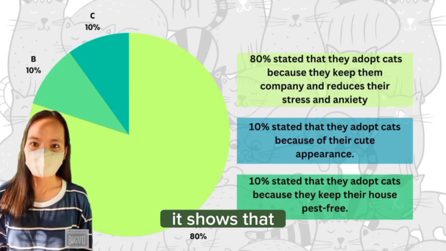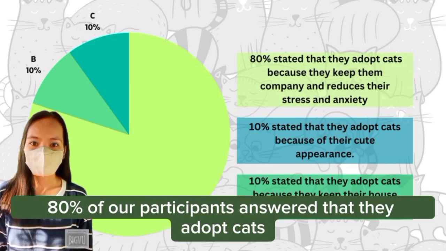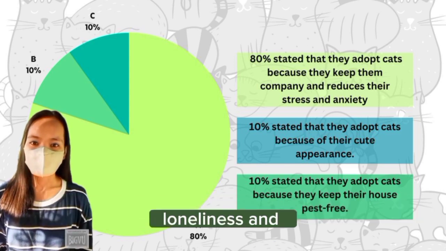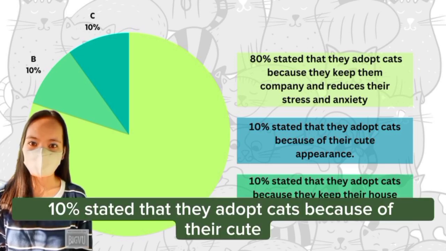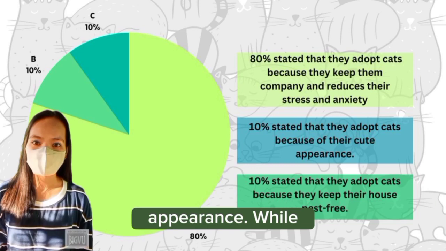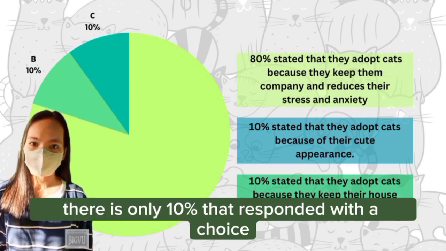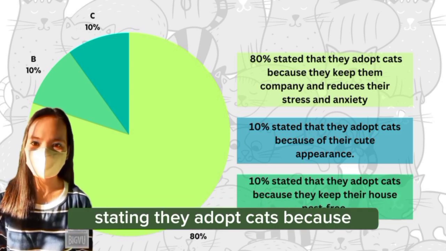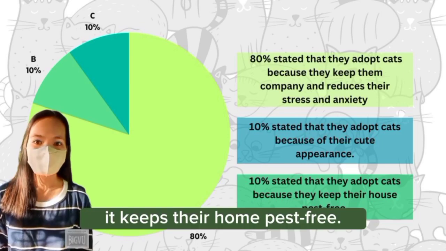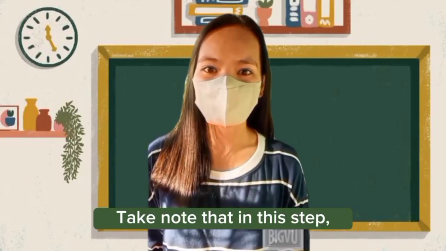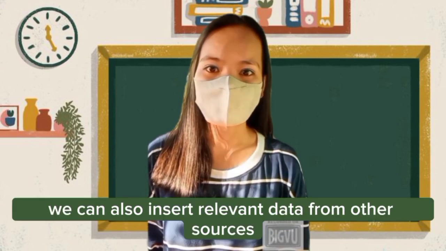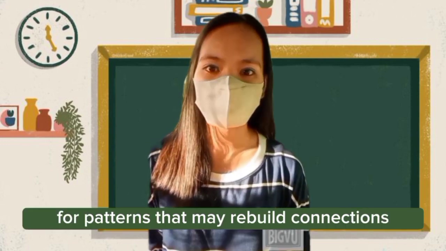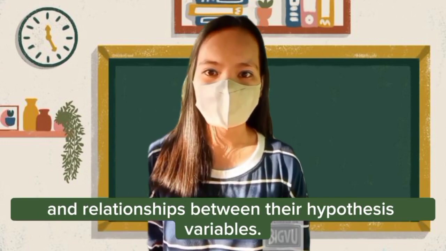In our study, it shows that 80% of our participants answered that they adopt cats because they want company to reduce their stress, loneliness, and anxiety. 10% stated that they adopt cats because of their cute appearance, while only 10% responded with a choice which is not in our predictions, stating that they adopt cats because it keeps their home pest-free. Take note that in this step, we can also insert relevant data from other sources, as it can be used to seek patterns that may reveal connections and relationships between the hypothesis variables.